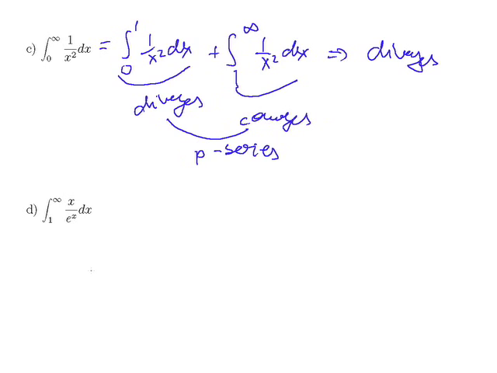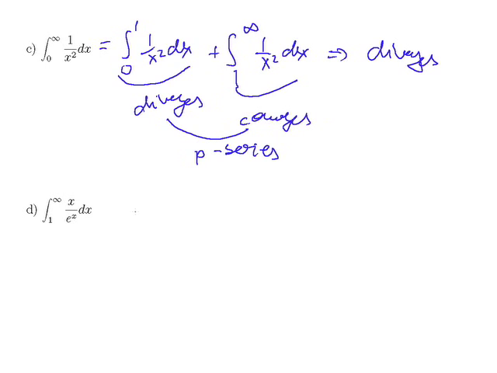Finally, in part D, here we have an integral from 1 to infinity of x divided by e to the x. Well, what do we know about the behavior? Well, for big values of x, e to the x grows faster than any polynomial. So if we would replace e to the x by, say, x to the 10, then we know that x over e to the x is smaller than x over x to the 10.